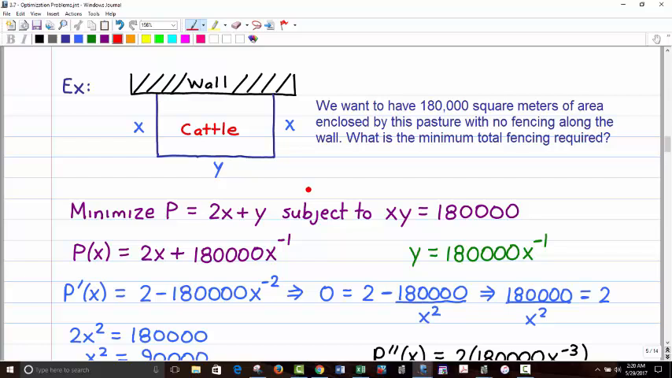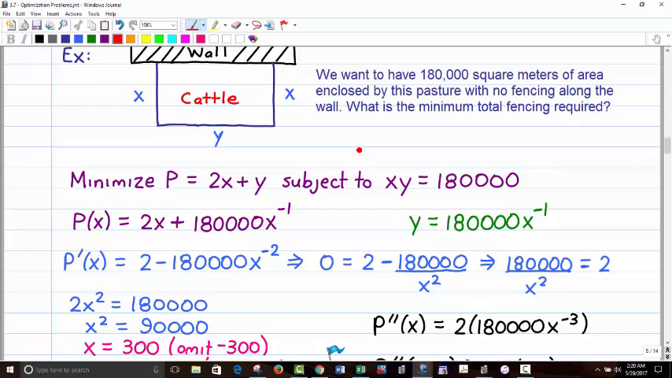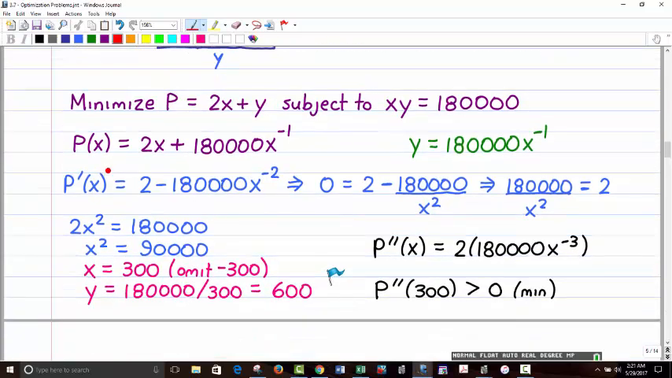But the way I wrote it then would be 2x plus y, subject to the constraint that x times y, the area of this whole thing, would be 180,000 square meters. So I solve for y in terms of x, which is 180,000 divided by x, but just for the purposes of the derivative, I'm leaving it as a negative exponent. It makes it a little easier. So 180,000 x to the negative 1 would be the same thing. So you see I put that in here for y. I take the derivative. So it'd be 2, minus 180,000 x to the negative 2.